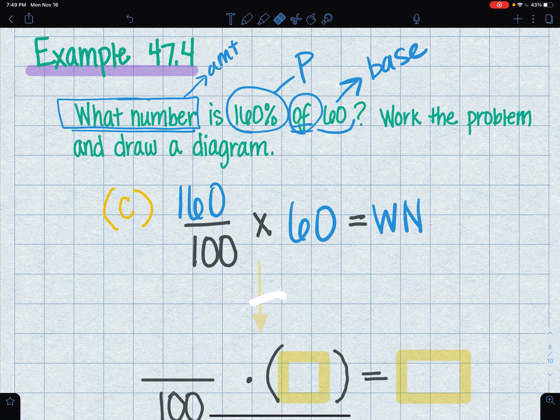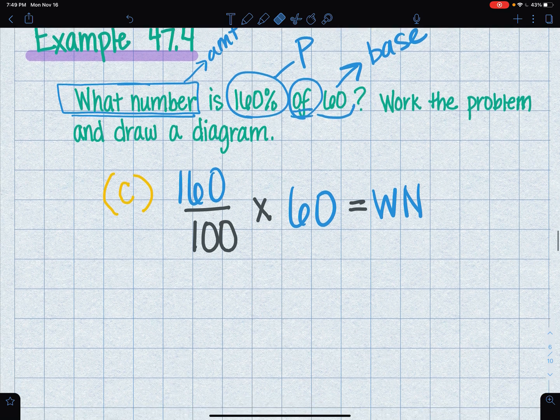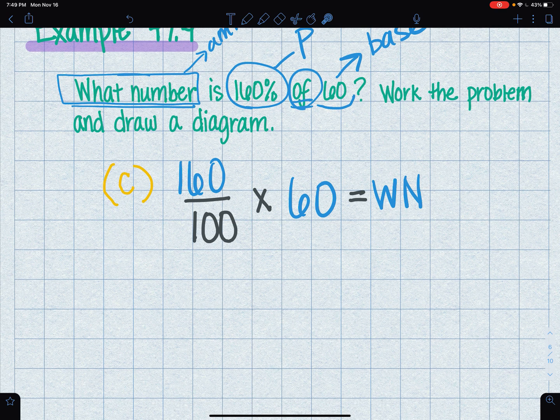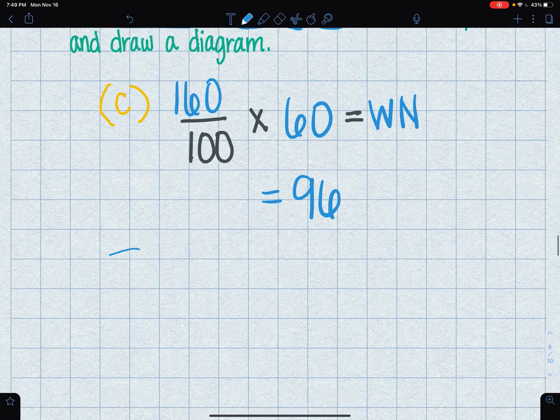And then this becomes super easy. It's so easy. I'm just going to actually erase that. And you can just plug all of this into your calculator. What is 160 times 60 divided by 100? And if you do that math, you will get an answer of 96. Okay, so now let's draw the diagram and see what it looks like.